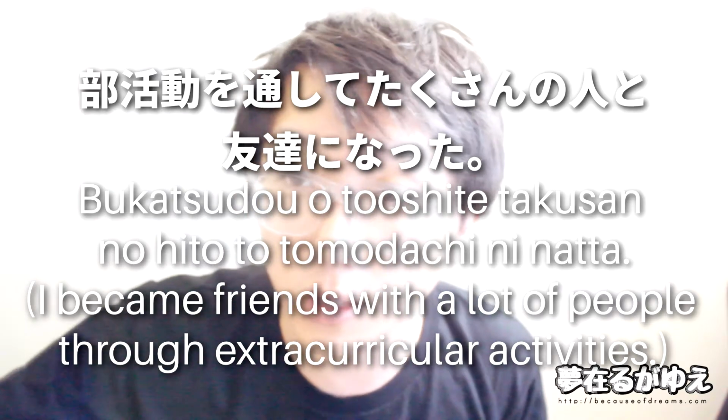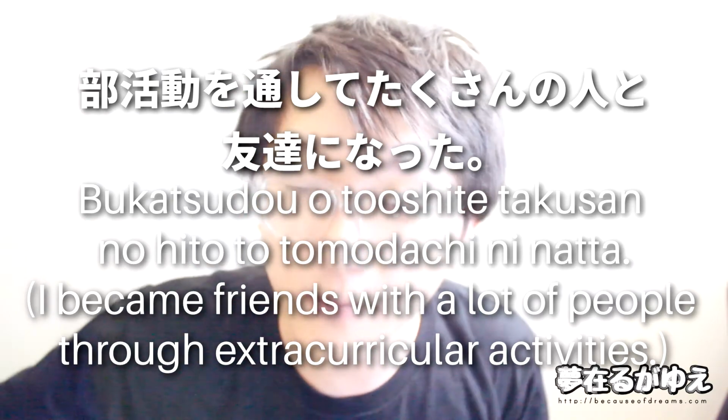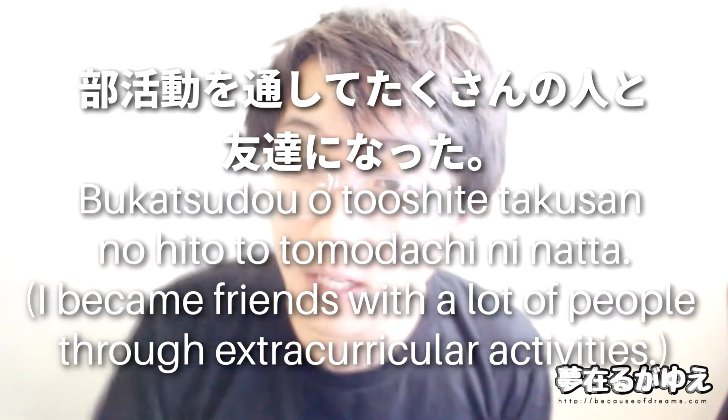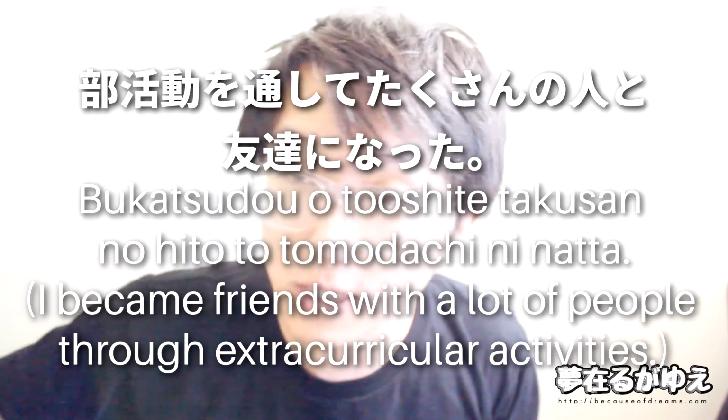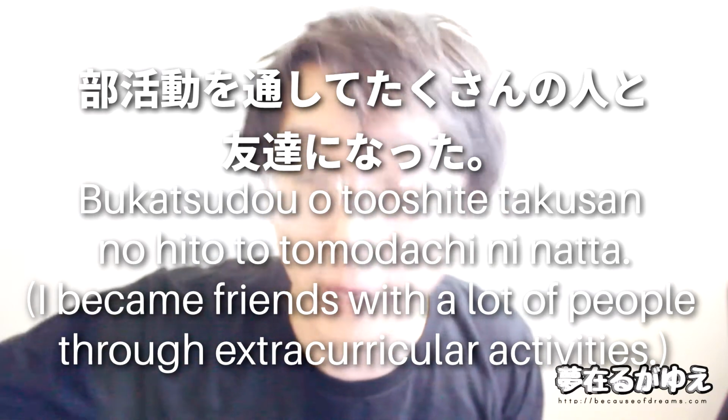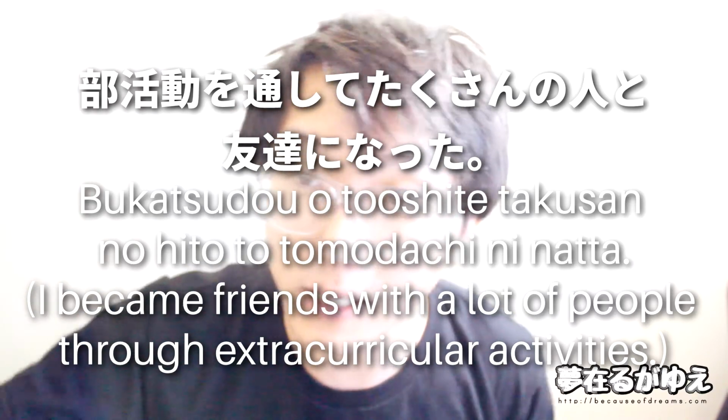First up we have Bukatsudou, and this is basically just going to be club activities or extracurricular activities. This is going to be the noun in our grammar pattern here, so right after it we just insert o toshite to mean through club activities or through extracurricular activities.